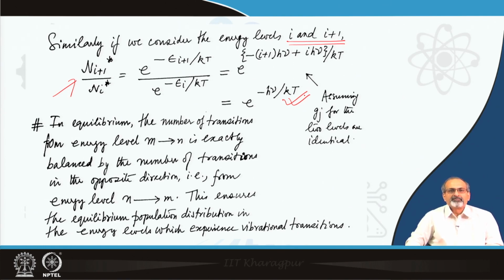In equilibrium, the number of transitions from energy level m to n is exactly balanced by the number of transitions in the opposite direction, that is from the energy level n to m. This would ensure that the equilibrium population distribution across the different energy levels would be maintained or sustained. Now, even if there are vibrational transitions, you do not end up seeing any net effect on the population distribution in a big way.